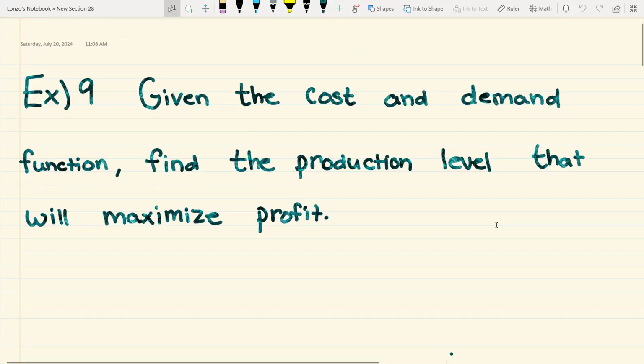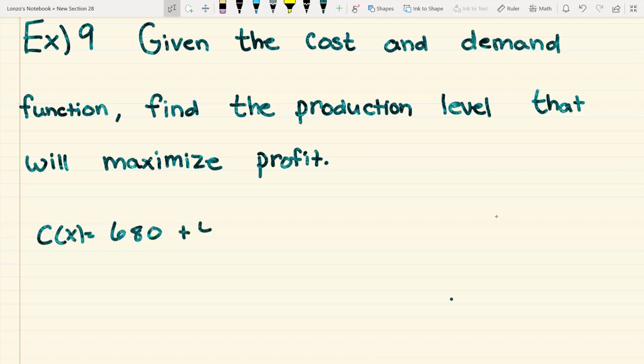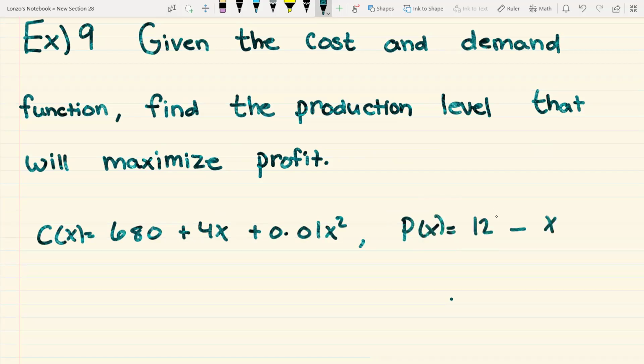And I did not give you the cost function and the production level, so let me write that out. The cost function is 680 plus 4x plus 0.01x squared. And then the demand function, or P of x, is expressed as 12 minus x over 500.